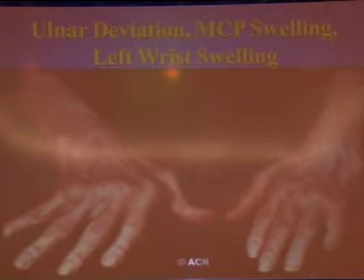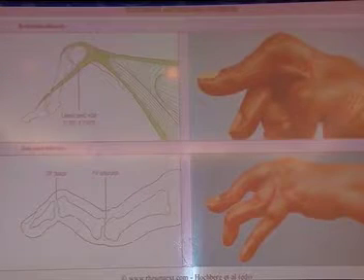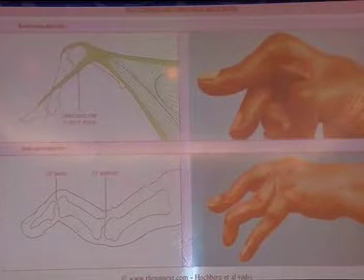This is one of the patients with ulnar deviation, MCP swelling, and a left wrist swelling. And this is an illustration of a PIP swelling. This is an illustration of a Boutonniere and a swan neck deformity. I'm not going into details of these.